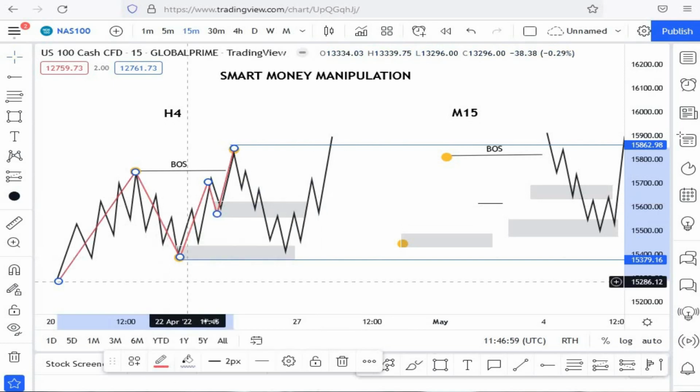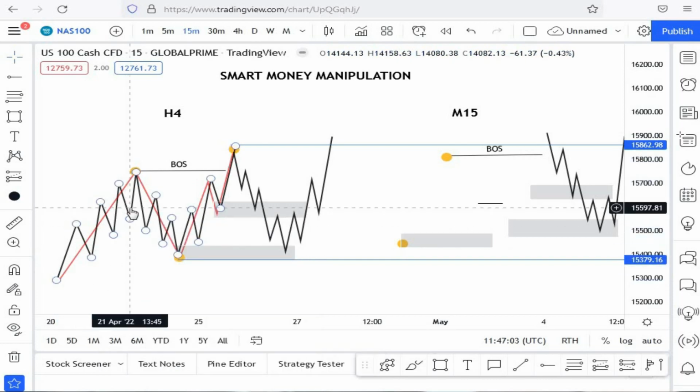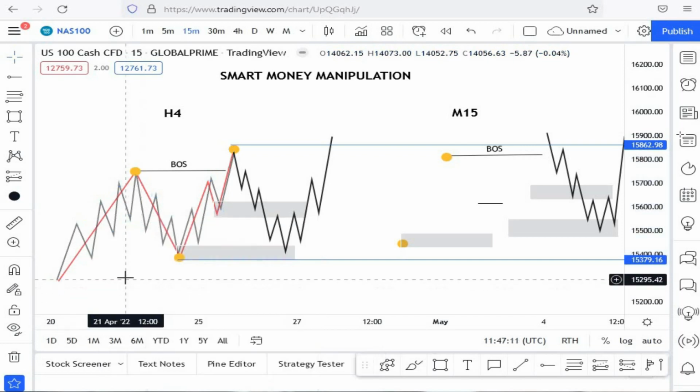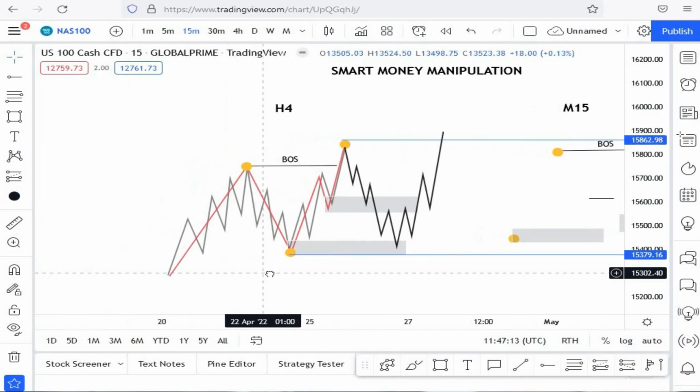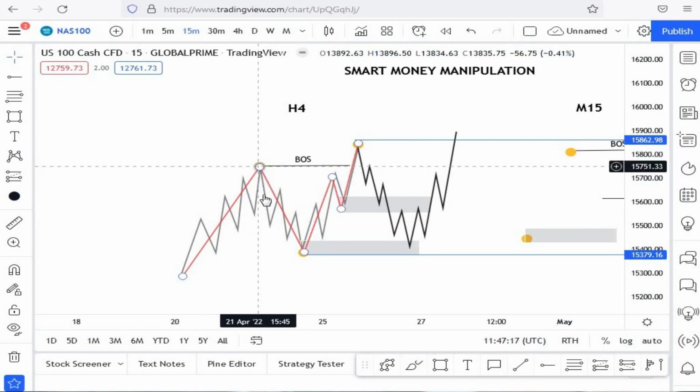Let us put red and dim this one so that you can understand. So as you can see now, if you are in H4 time frame, this is what you'll be seeing, right?